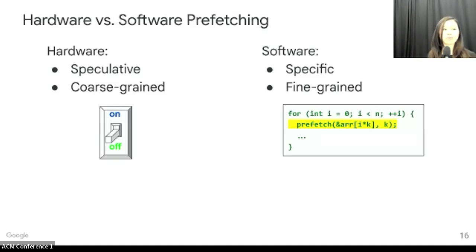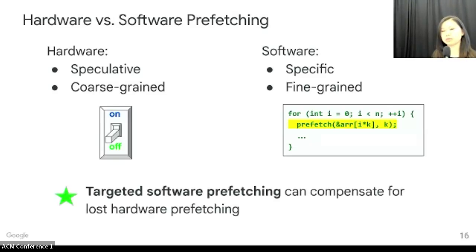In contrast, software prefetching is very specific and fine-grained. The program is what specifies what is going to be prefetched, and so programmers or compilers can insert software prefetchers for just certain objects or certain data accesses that are known ahead of time. And so we use this key insight in soft Limoncello to design software prefetching such that it is very targeted and can compensate for the performance regression that happens when hardware prefetchers are disabled.